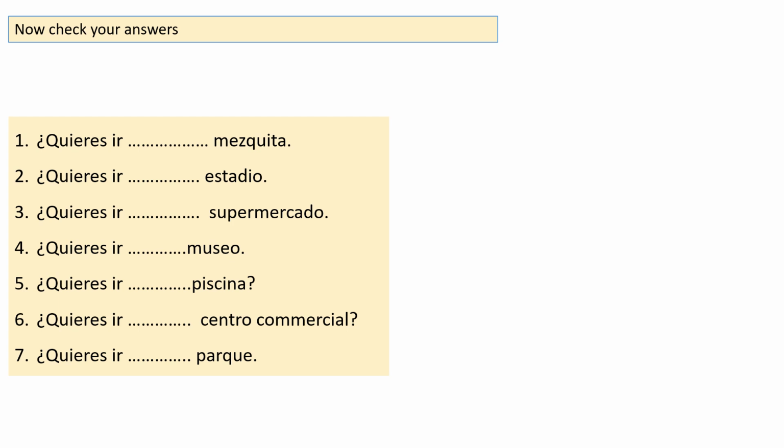Okay, now let's check your answers. So we did the first one together, ¿Quieres ir a la mezquita? And we said it's a la because mezquita ends in an A. Dos, ¿Quieres ir al estadio? And we know it's al estadio because estadio ends in an O, which makes it masculine. So it's al. ¿Quieres ir al supermercado? Al supermercado. Again, we've got the O on the end here.